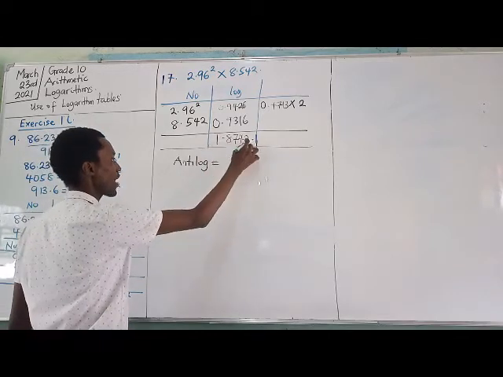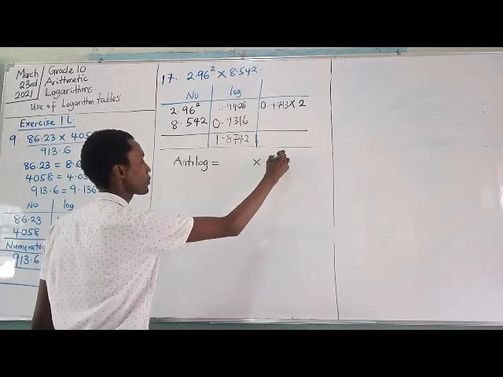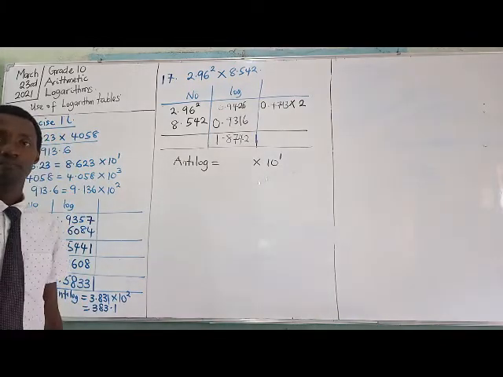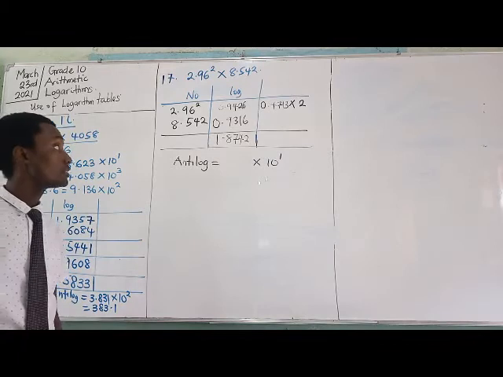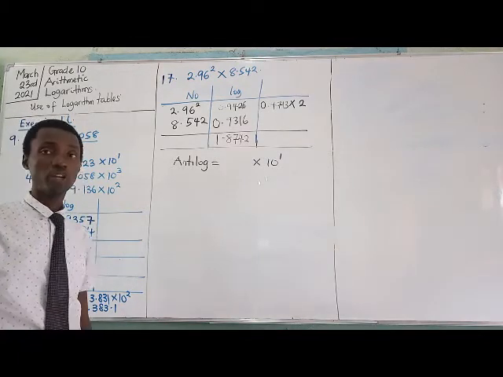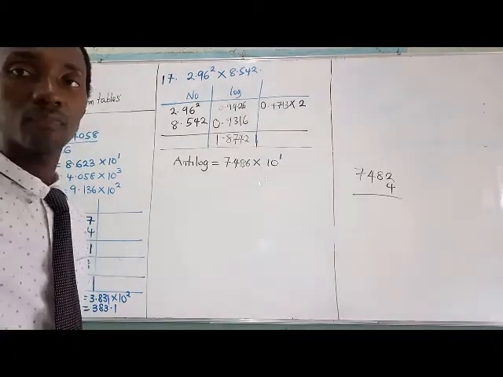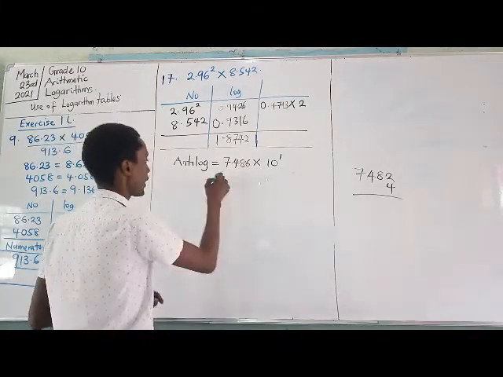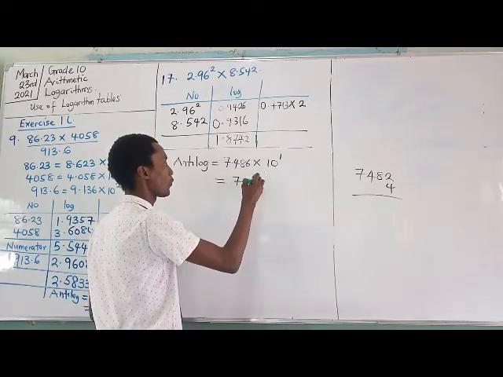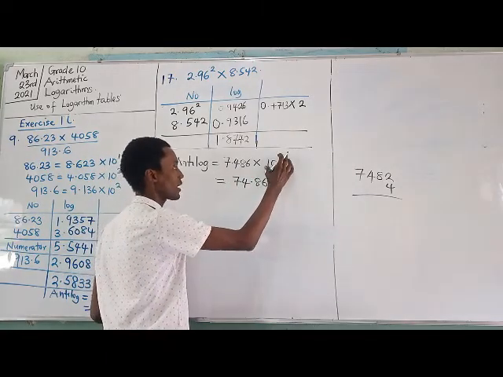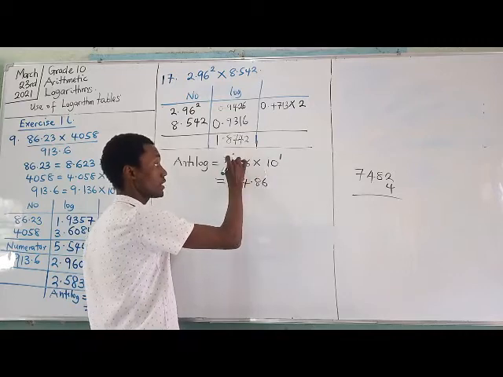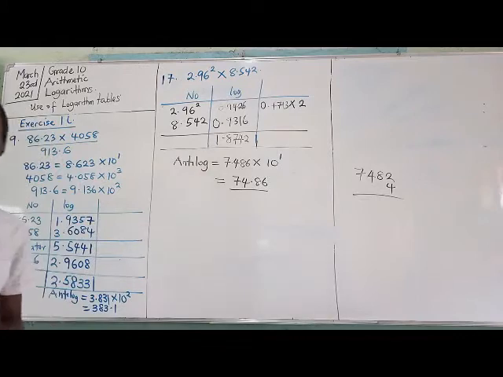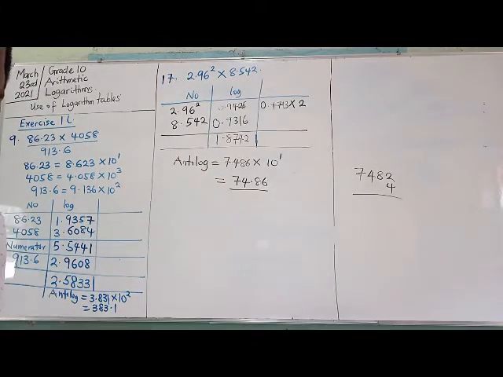Alright. That said, antilog will now be equal to whatever I read out here times 10 raised to the power of 1. So what does that give you? 87 under 4 difference 2. So that will give us 7.486. And that will finally be 74.86 when this decimal is applied to this. This is 10, meaning move one step forward. And this will be the final answer to that question.